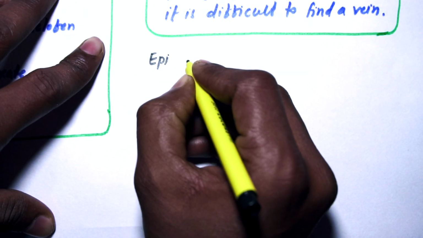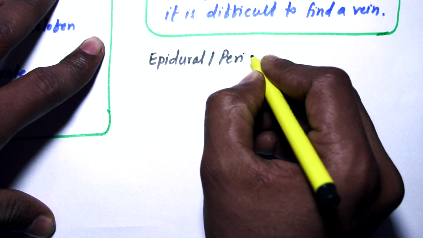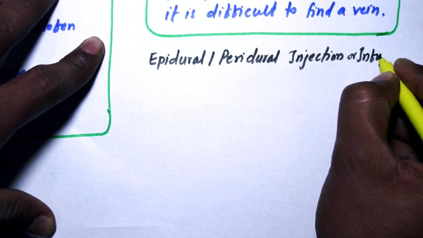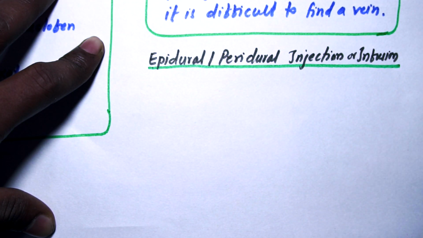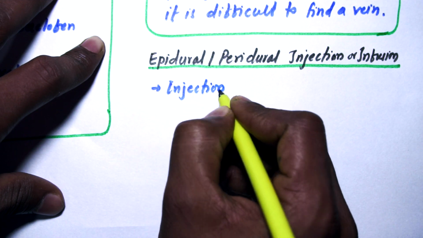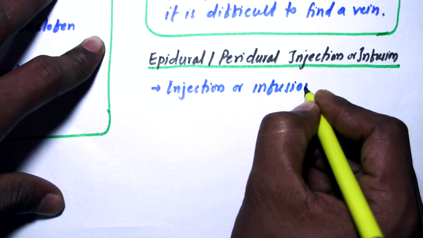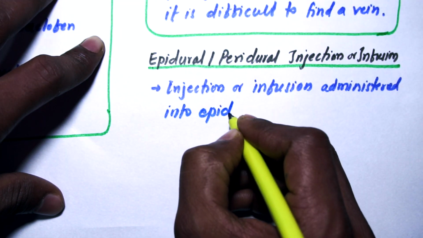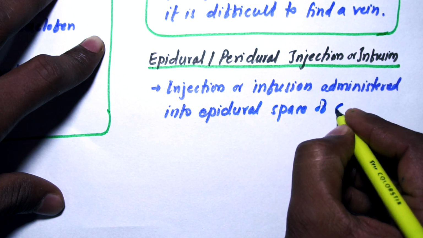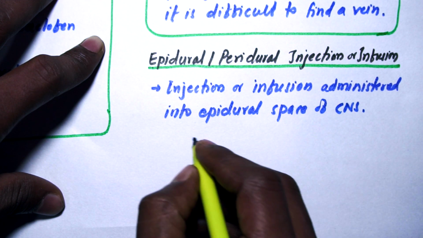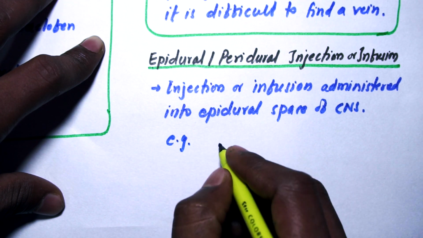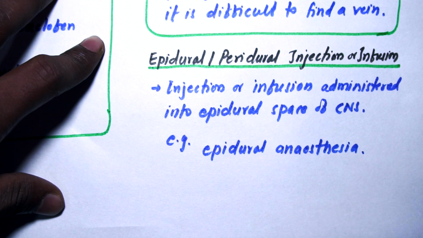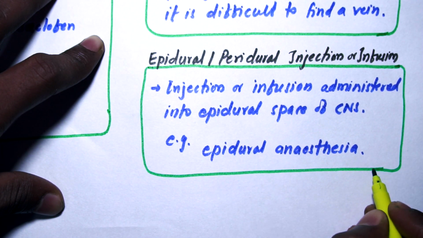Now we will discuss epidural or peridural injection or infusion. An injection or infusion administered into the epidural space of the central nervous system is called an epidural injection or peridural injection or infusion. An example is epidural anesthesia. These routes are rarely used.